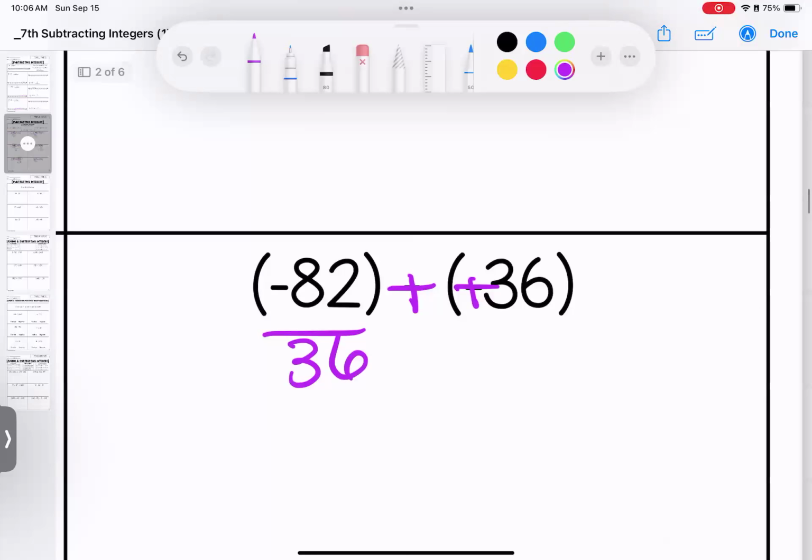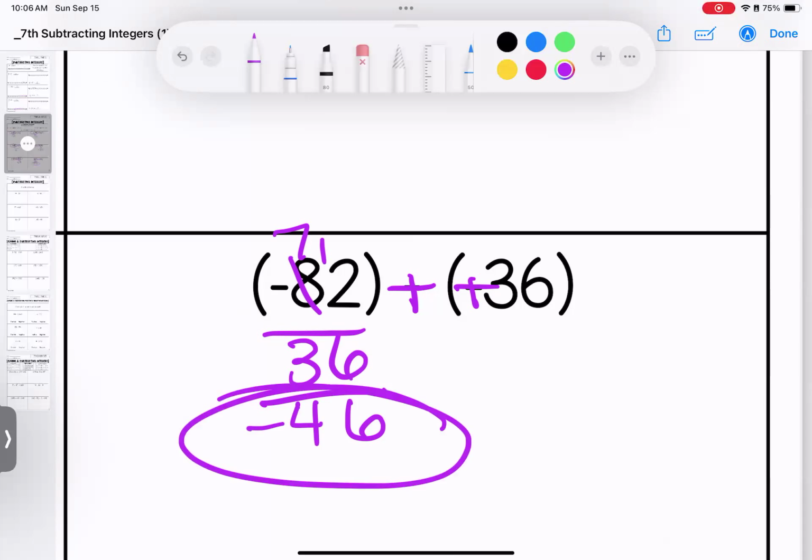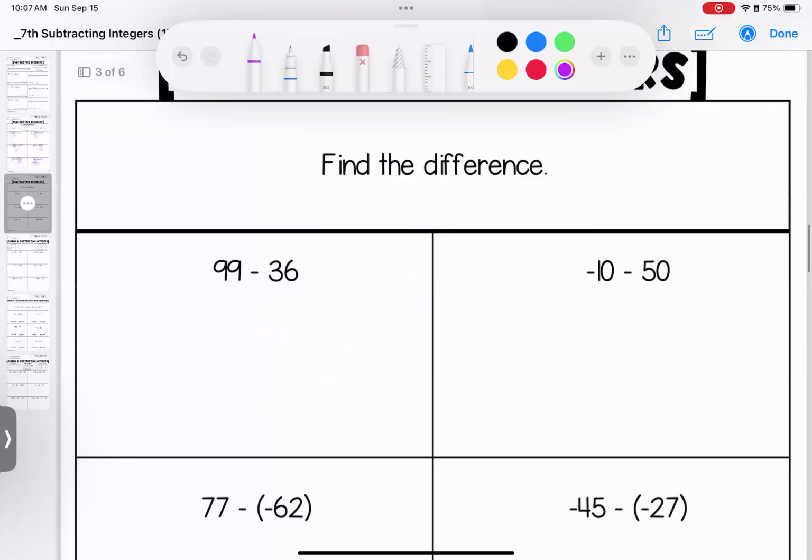Different signs, difference. Don't forget to borrow, because if I have 2, I cannot give you 6, even if you are my favorite. It's a negative 46, negative because the bigger number is negative. If you have questions on this page, please bring them with you to class. Headed right into page 3.